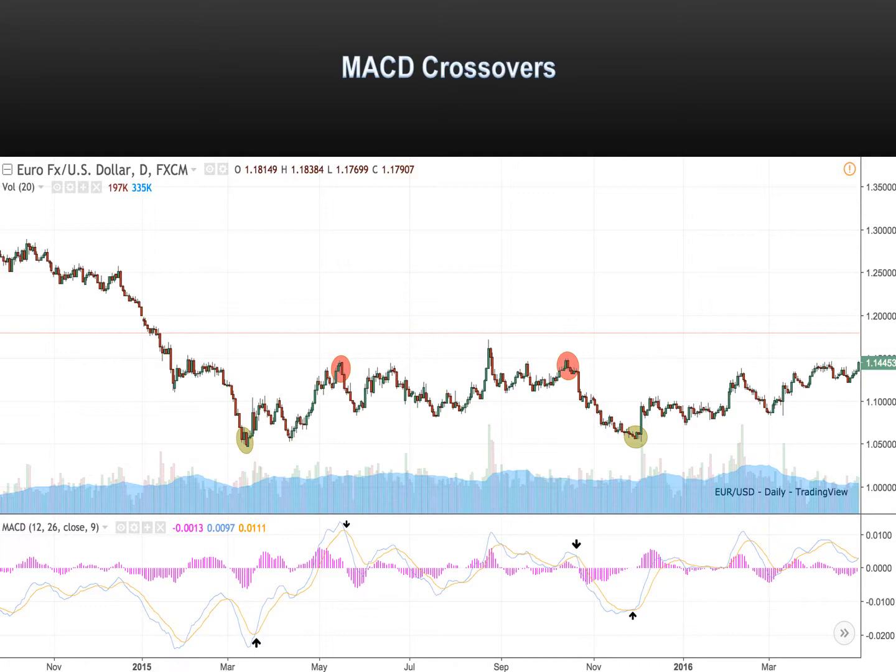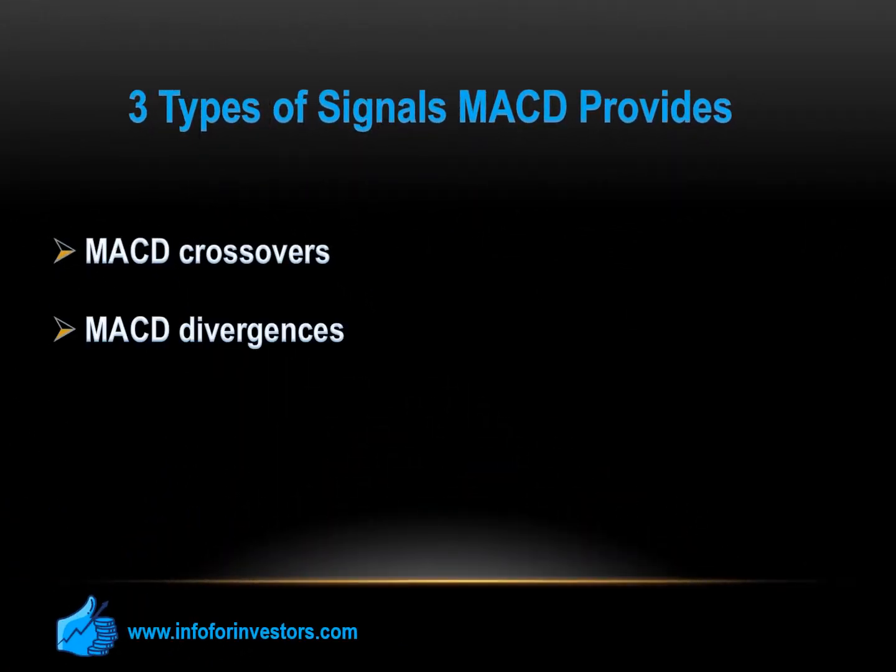The second signal is MACD divergences. Another type of signal used with the MACD is called divergence. A divergence happens when prices are moving in one direction, but the indicator is moving in another one. Bullish MACD divergences happen when the prices form lower bottoms, but the MACD forms higher bottoms. This signals that the price of the underlying asset is likely to reverse and increase.